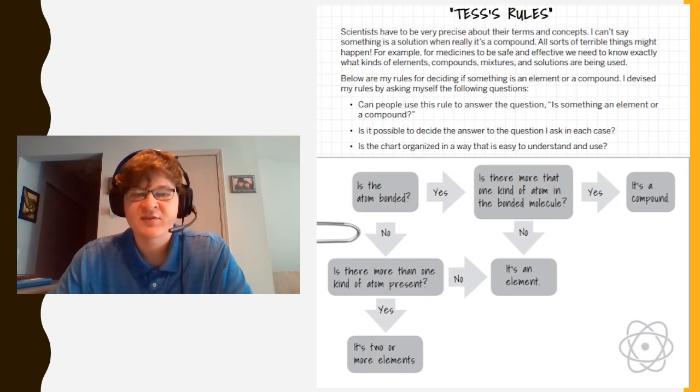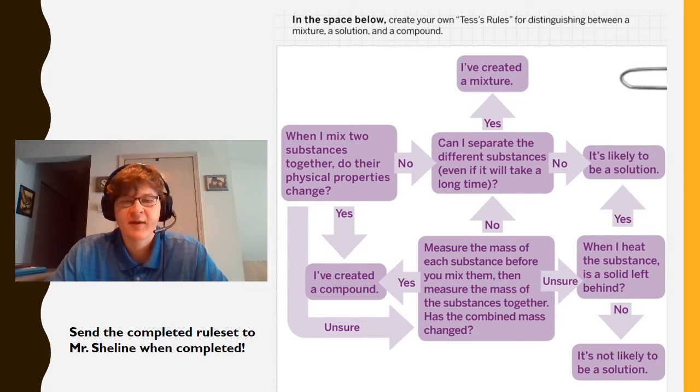In a moment, have a pencil ready. We're going to create our own chart to tell the difference between compounds, solutions, and mixtures as well. So you should have that big blank box in your packet that says Tess's rules. We're going to create our own rules for distinguishing between a mixture, a solution, and a compound. So when you're done copying this chart down, I want you to take a photo and send it to me. We're going to start in the top left of our chart. When I mix two substances together, do their physical properties change?